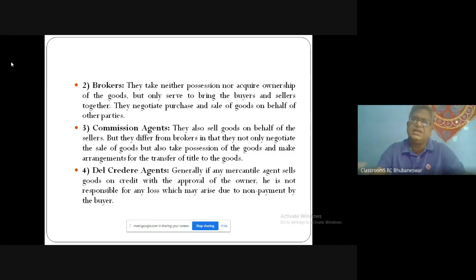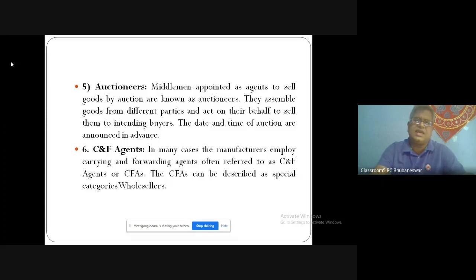Del credere means the particular agent sells extra goods on credit with approval, through which the del credere agent is responsible for non-payment by the buyer also. Here del credere means a credit sale with the approval of the owner. Another one is the auctioneers. A middleman is appointed as an agent to sell the goods by auction only. And the C and F agent, carry forward, carriage and freight expenses, also deals with the particular categories of wholesalers.